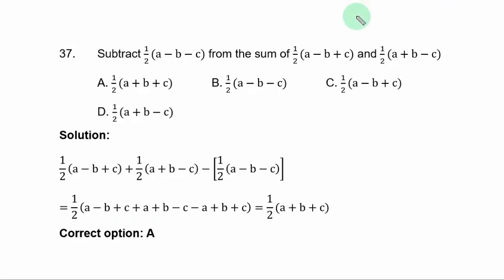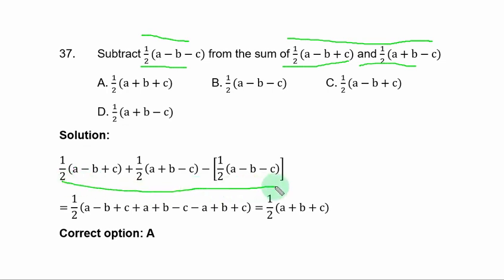Question 37. Subtract this from the sum of this and this. So you start by adding the last two expressions and subtract the first one from it. This is what you have here. Critical observation reveals that 1 over 2 is common. So let us factor out 1 over 2.